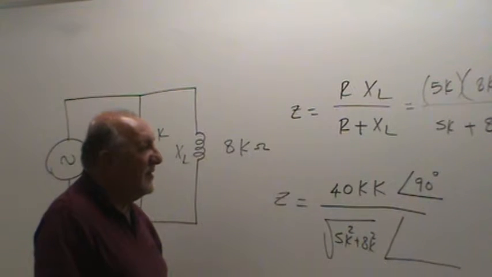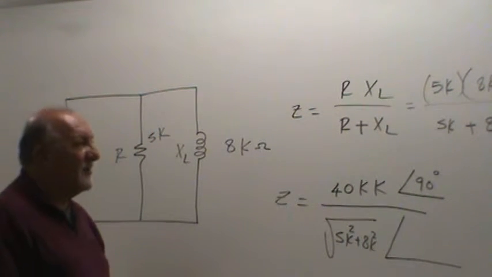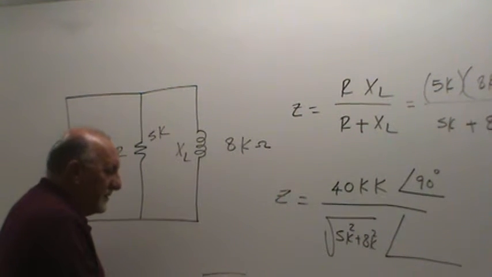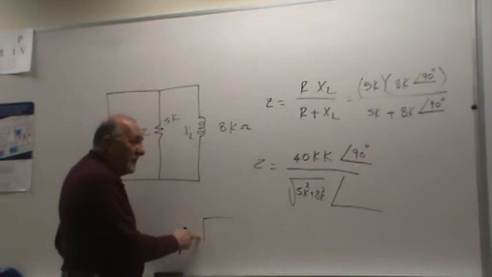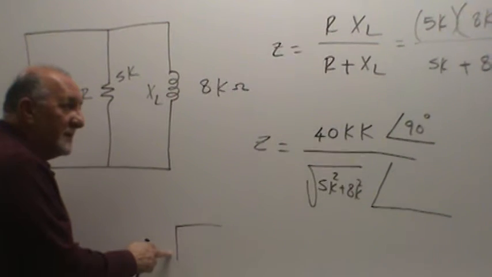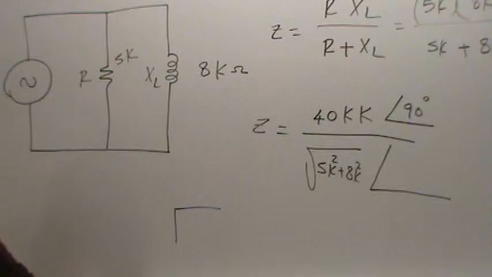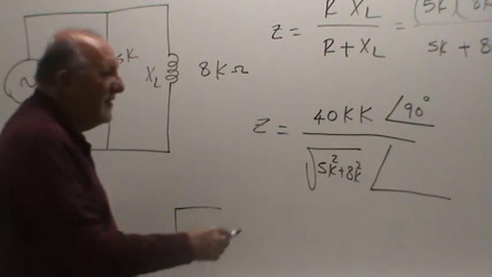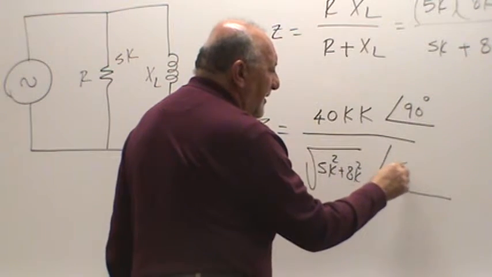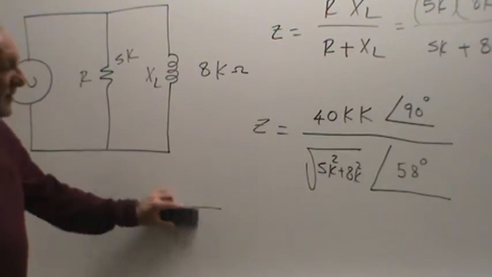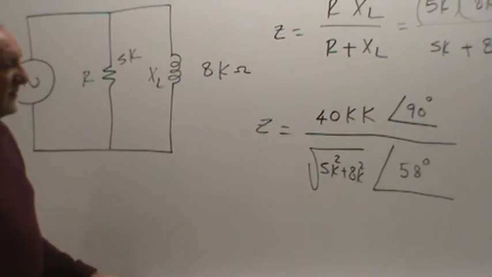R, X of L, the arctangent of 8K over 5, right? What's 8 over 5? Take the arctangent of that: 8 divided by 5, take your arctangent of that. What is that? 58 degrees. Negative 58? Oh, yeah, positive 58. Positive.